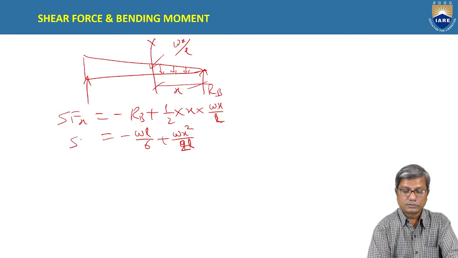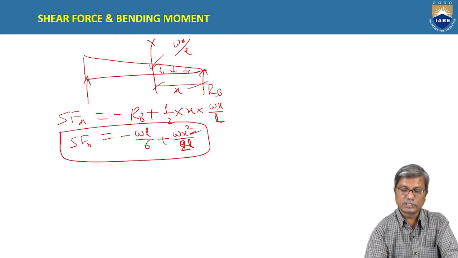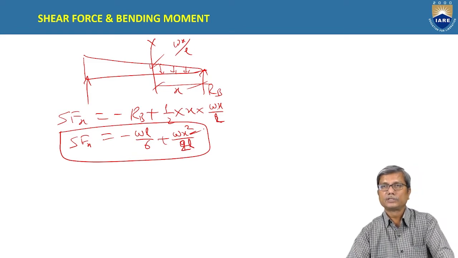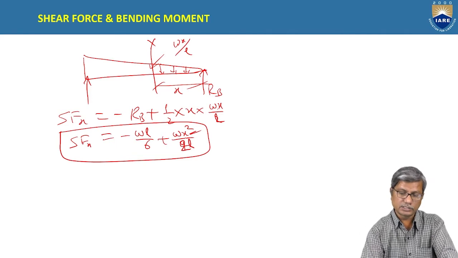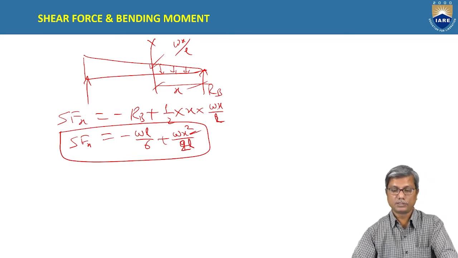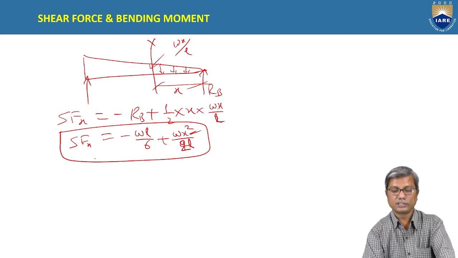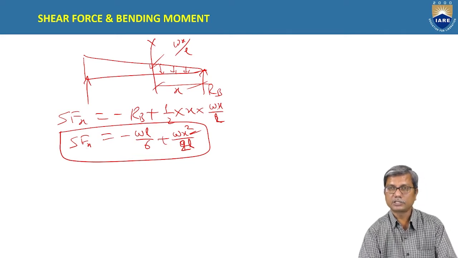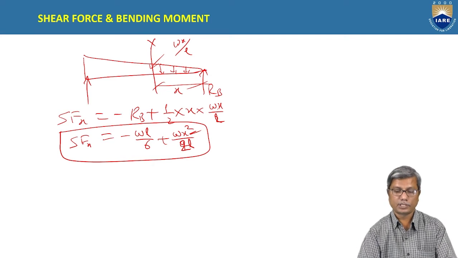So now if you observe this, shear force at x varies parabolically. So shear force along the length of the beam varies parabolically because it is dependent on x power 2. Okay, so it is in the form of y equal to a plus bx square, which is the equation for a parabola.